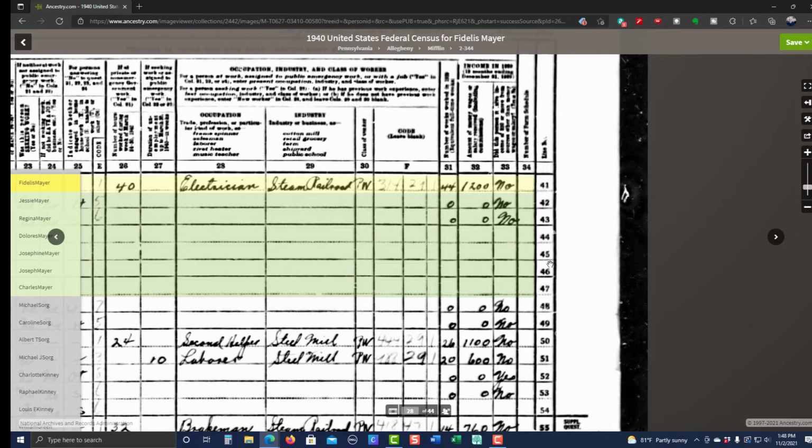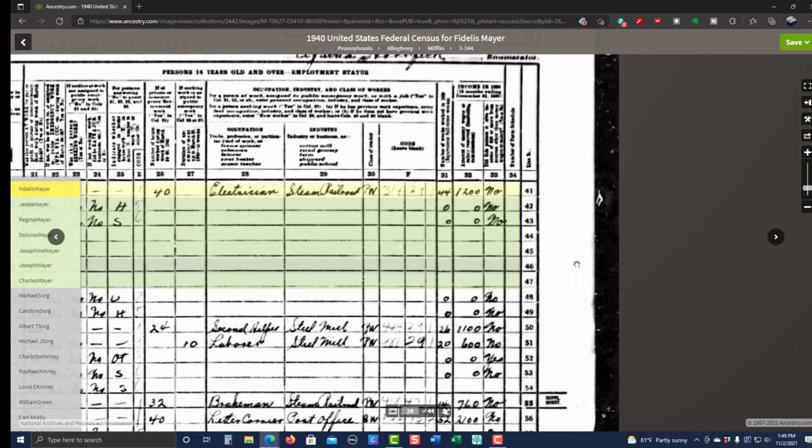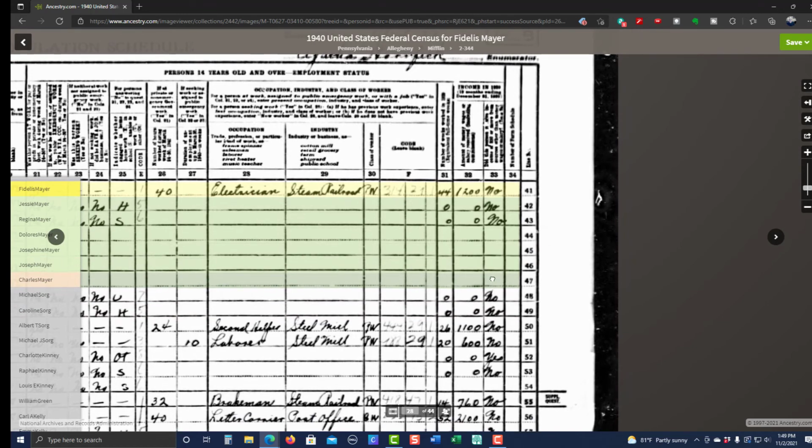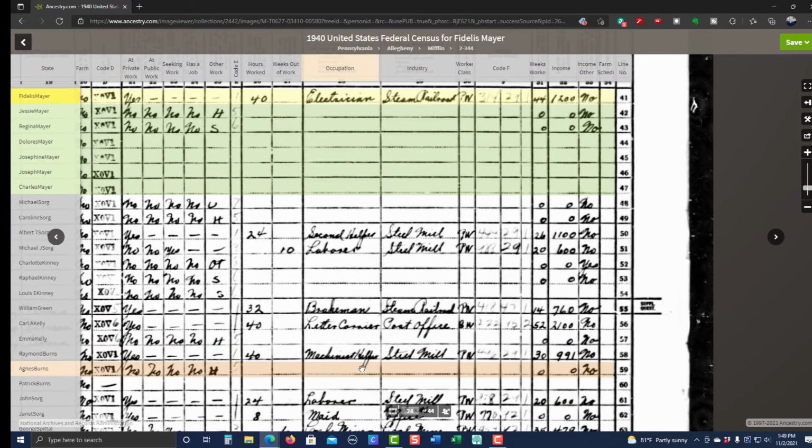Okay, then on column 33, it says, did this person receive income of $50 or more from sources other than money, wages, or salary? Yes or no? And that could be any number of things, I suppose. But in this case, our Mayer and Sorg families had no additional income. Column 34 is number of the farm schedule, which I assume was another schedule that people filled out if they lived on a farm.